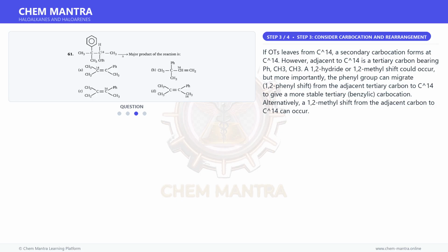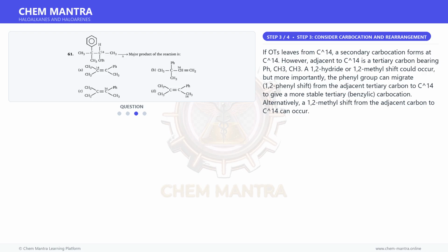Moving on to the next step. If OTs leaves from C14, a secondary carbocation forms at C14. However, adjacent to C14 is a tertiary carbon bearing Ph, CH3, CH3. A 1,2-hydride or 1,2-methyl shift could occur, but more importantly, the phenyl group can migrate, a 1,2-phenyl shift, from the adjacent tertiary carbon to C14 to give a more stable tertiary, benzylic carbocation.